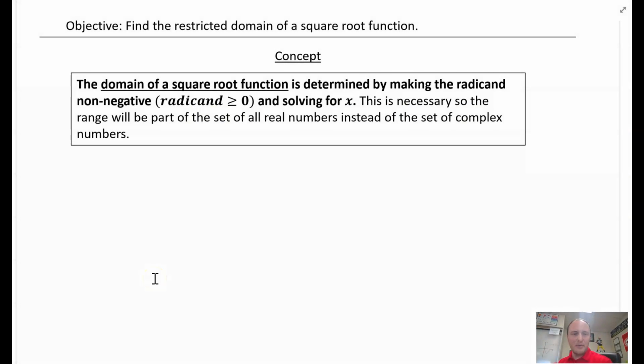The concept says that the domain of a square root function is determined by making the radicand non-negative. So whatever the radicand is, we set it greater than or equal to 0 and solve for x. This is necessary so our outputs are real values and not imaginary values.